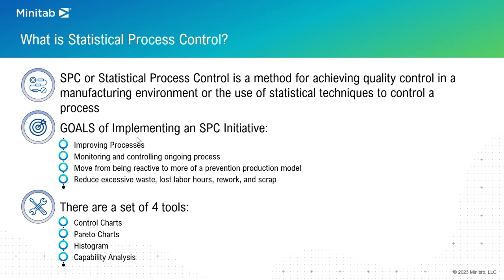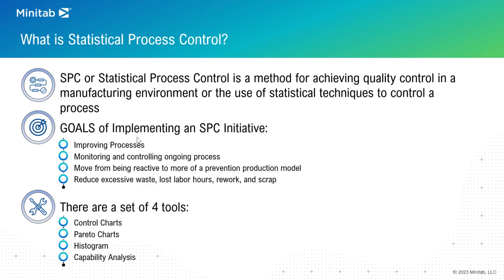Why do organizations implement an SPC initiative? They want to improve their processes. They want to monitor and control those ongoing processes. It again leads back to that continuous improvement cycle where we have to continuously monitor and make data-driven decisions to lead an SPC initiative, and then move away from being reactive to more of a prevention model. Many organizations today, in their non-SPC or SPC use cases, are very reactive, but being able to identify that and use a more prevention model can help organizations in their SPC initiative.